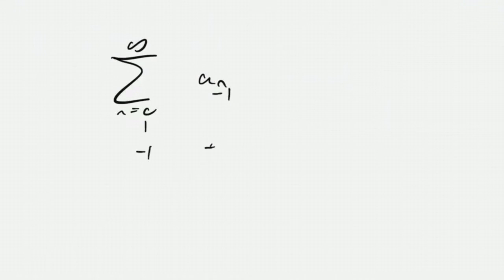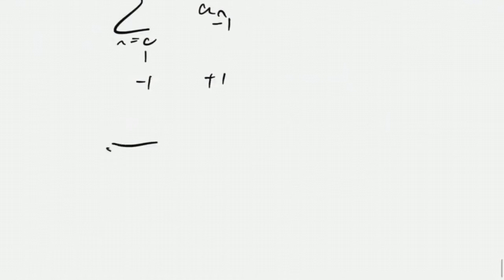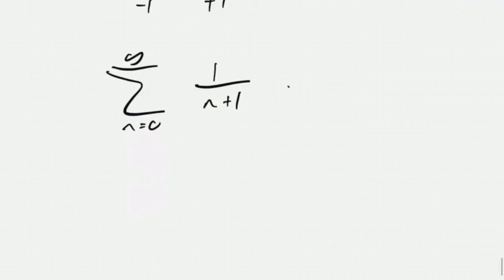In general, if we ever want to change where our series starts, we can follow this rule. If we want to add one here, we subtract one here. If we want to subtract one here, we add one here. So for example, 1 over n plus 1 starting at 0. If I want to start my series at 1 instead, I'd add 1 here and subtract 1 on the inside. Same thing.